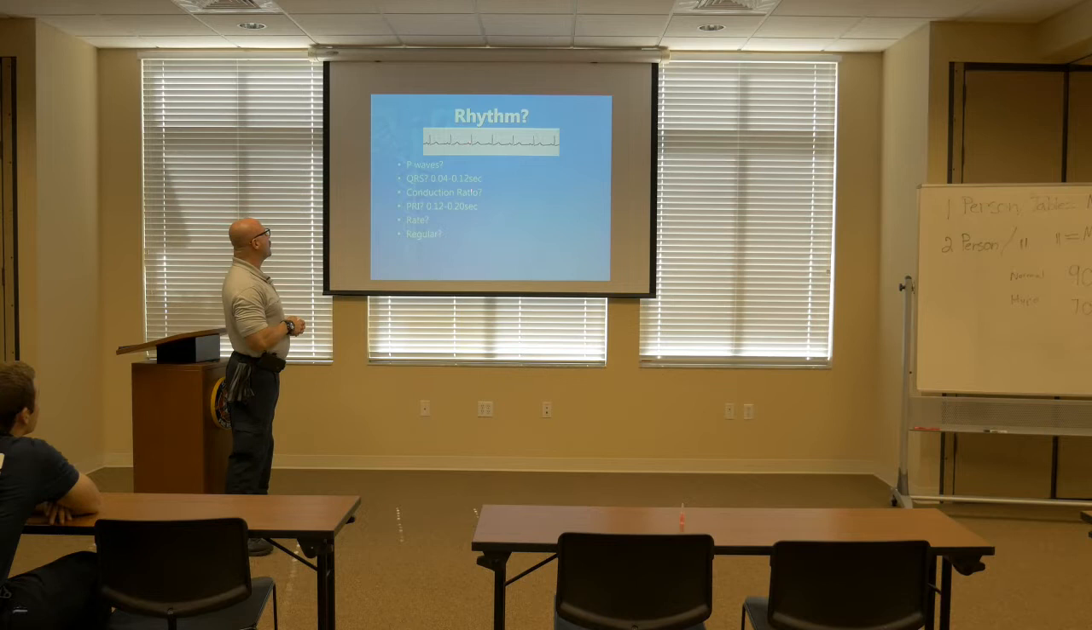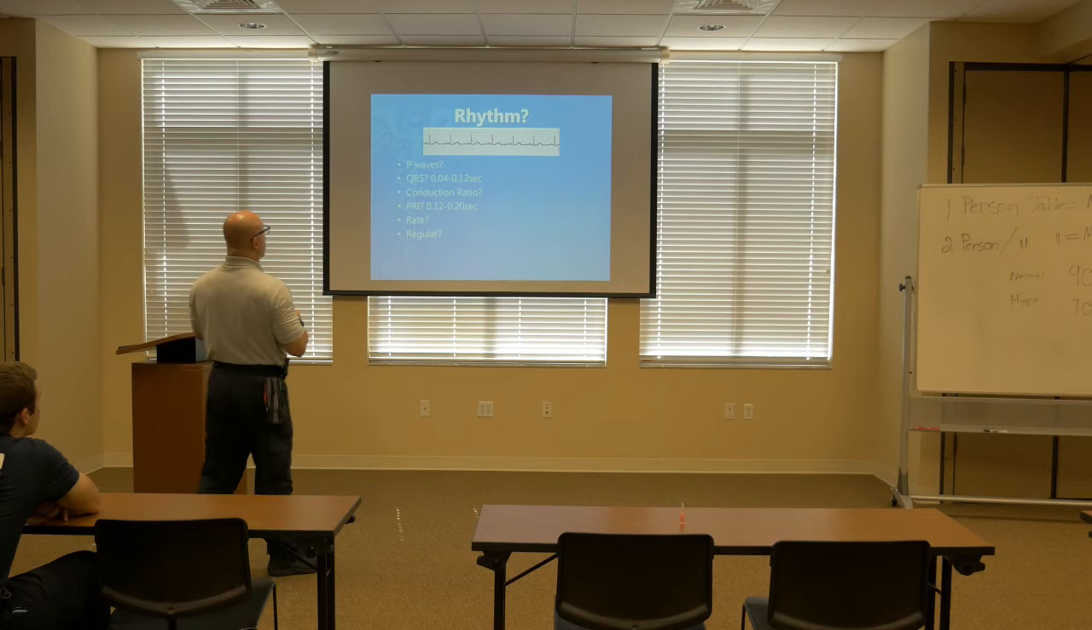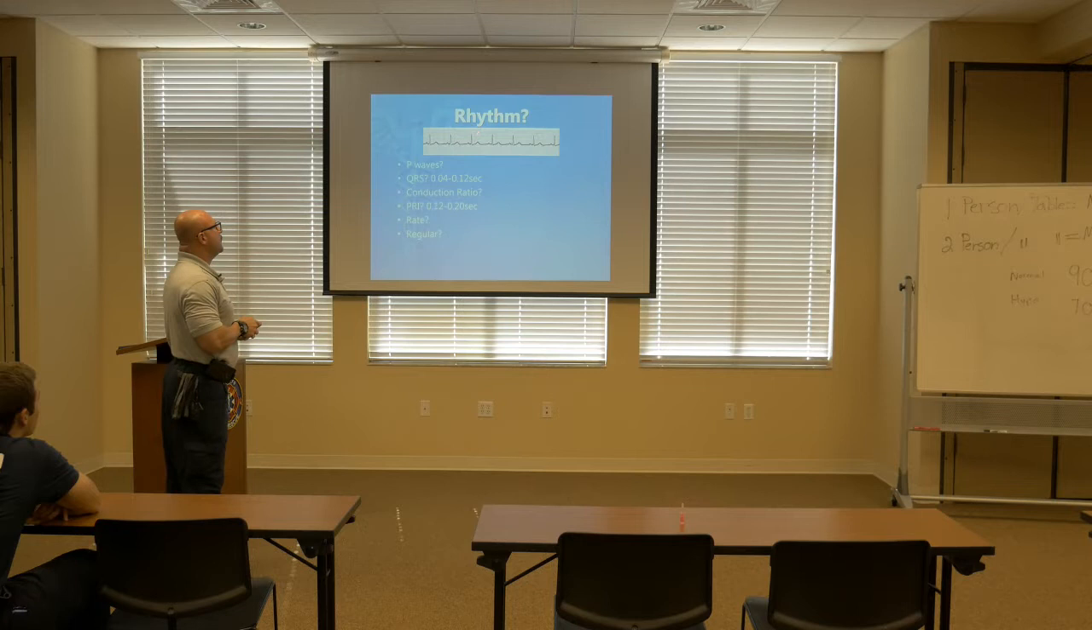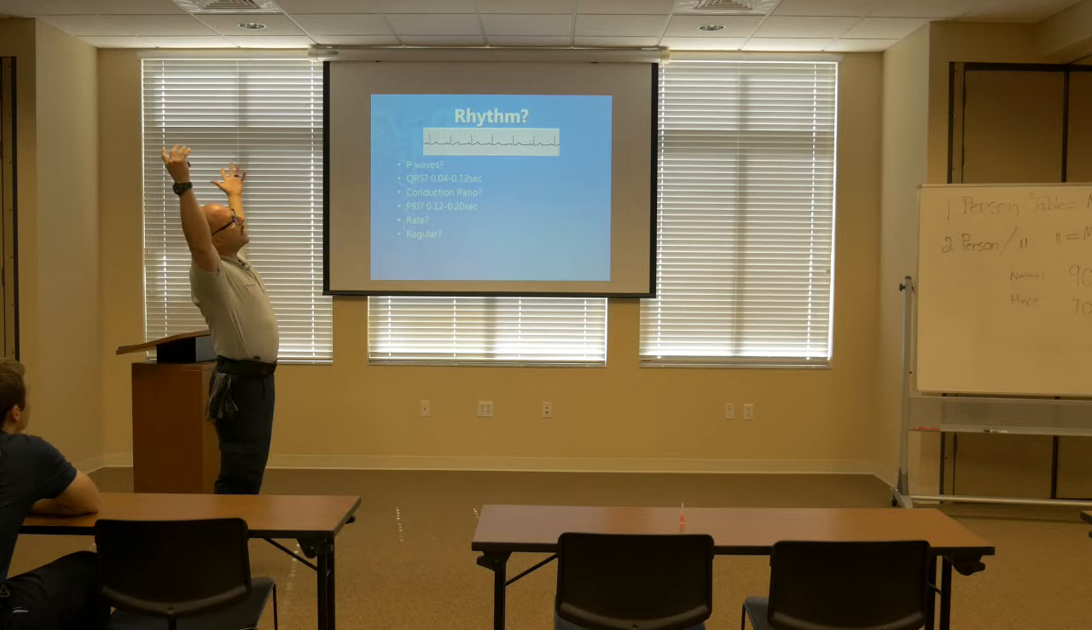The rate is 1, 2, 3, 4, 5, 6, 7. Rate is 70, using our 6-second strip method. If we were to do our triplets method of counting, that'd be 300, 150, 100, 75, a little bit less than 70, so it comes out to about the same. And if I were to march out those R to Rs and the P waves, they would be regular. What rhythm is this? Normal sinus. You guys are awesome. Now, first thing we look at: P waves present?